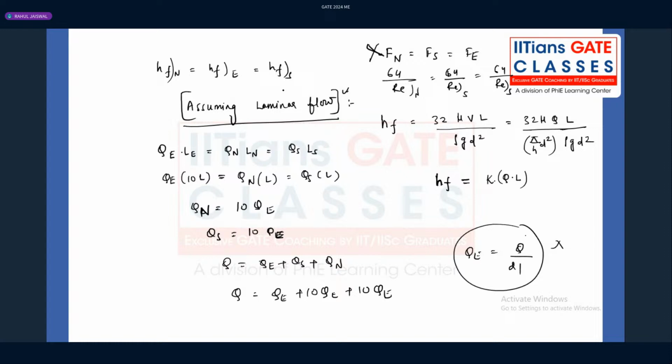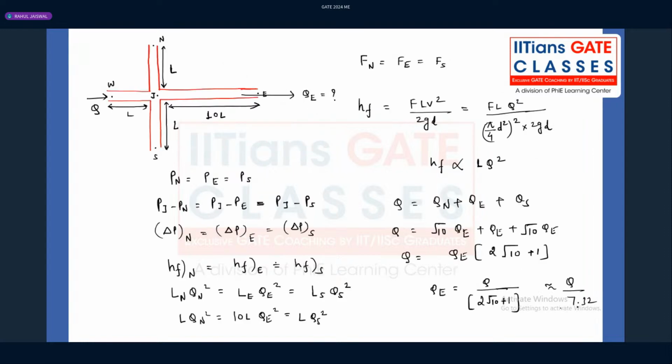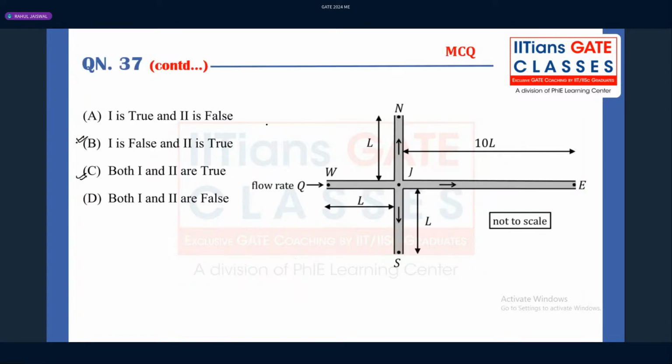So definitely they should not mention that the friction factor remains constant. Either they needed to modify the question, or otherwise they should have kept the option Q by 7.32 as the correct answer. So this question you can properly challenge. Definitely you are going to get the marks if you have kept B as the correct option.